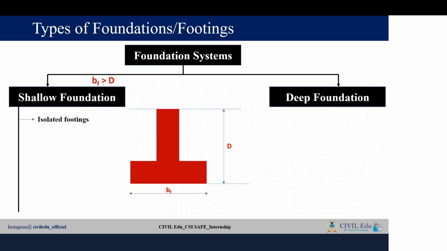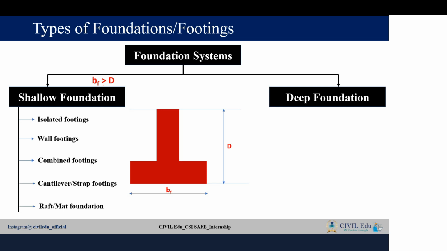The first one is called isolated footings. I'll show you the images of these, but let us just understand the types first. The first one is isolated footings. The second one is wall footings. The third one is combined footings. The fourth one is cantilever footings, also called strap footings. And the last one is raft or mat foundation. So these are the five different types of footings available under the category of shallow foundations.